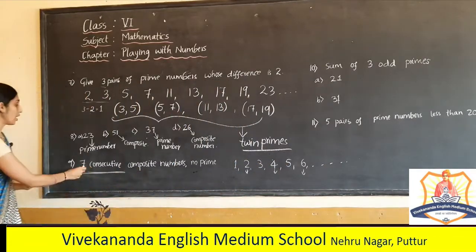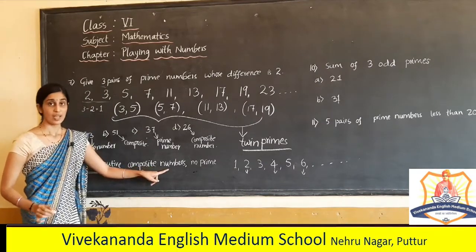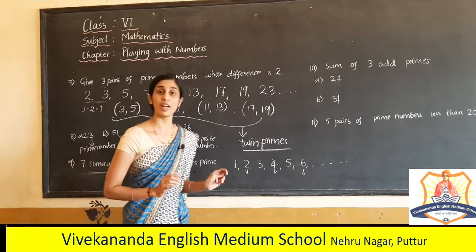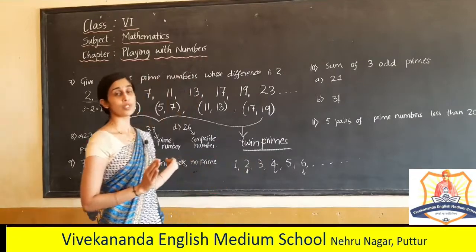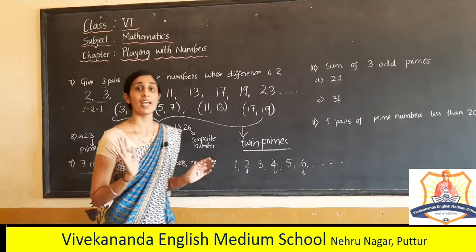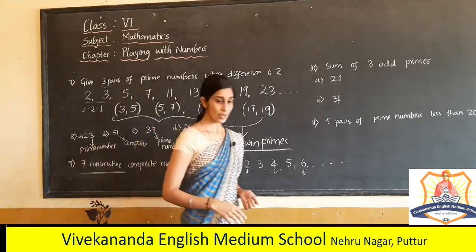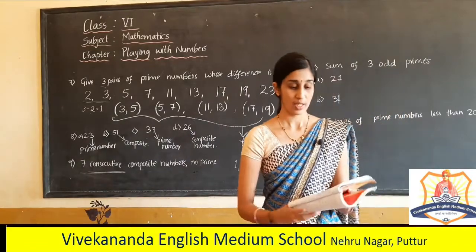Understood? So here 7 consecutive composite numbers they have asked, less than 100, and they have given a condition that in between those 7 composite numbers you should not find any prime numbers. So, which are those? Here you should take the help of the sieve of Eratosthenes.